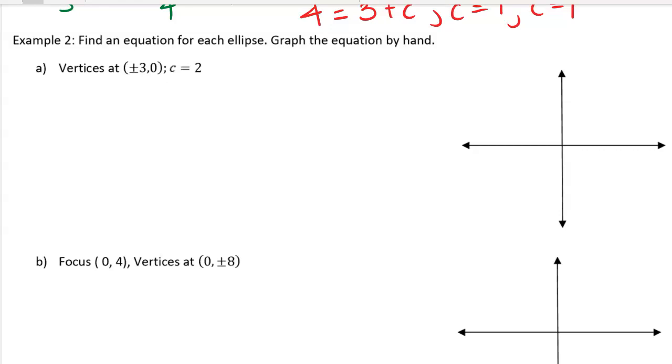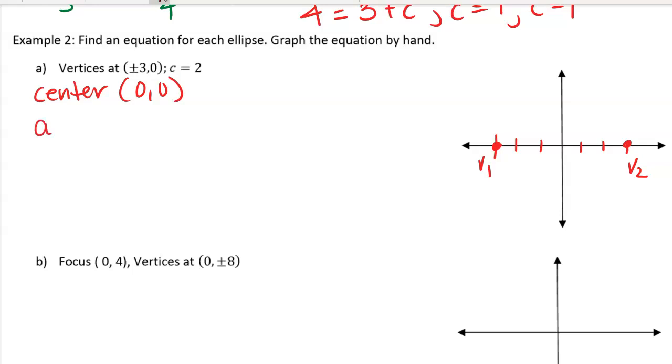So we can always go and plot your vertices since they gave it to us. 1, 2, and 3. 1, 2, and 3. So vertex 1, vertex 2. All right. Where's the center? Yeah, totally. Because the center is the midpoint of the vertices. So 0, 0. Okay.